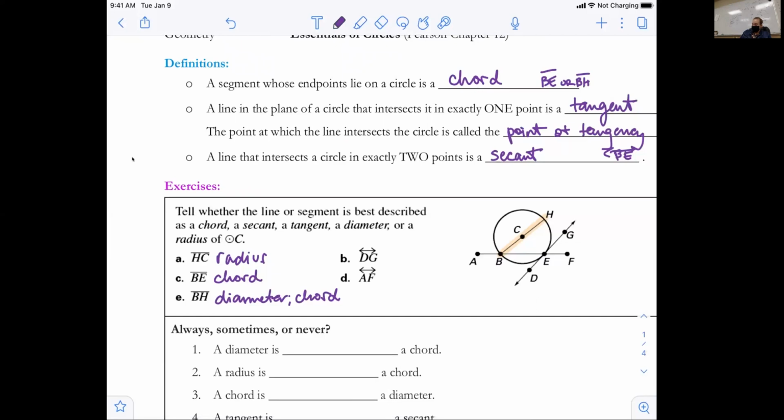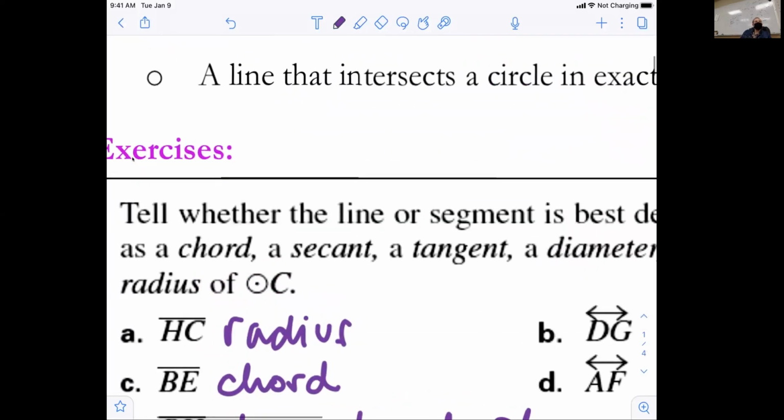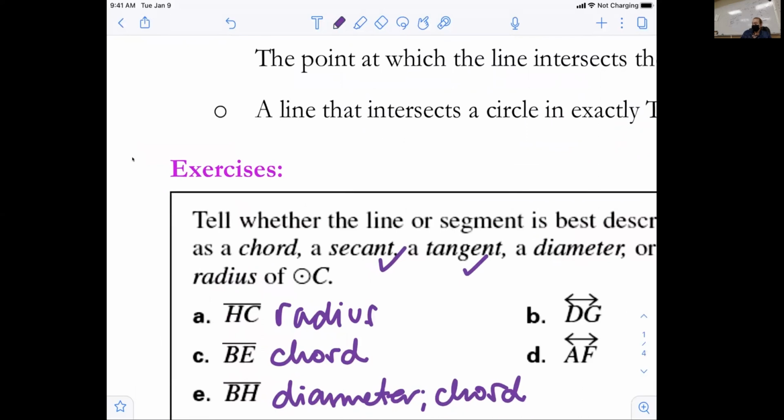Next, I've got DG and AF, and both of those are lines. Looking at our words, is a chord a line? Does a chord go on and on forever? No. What about a secant? Is a secant a line? Yeah, we just learned that. What about tangent? Is that a line? Yes. What about a diameter? Is that a line? No. What about radius? Is that a line? No. So the only two things that will work for these are secant and tangent.